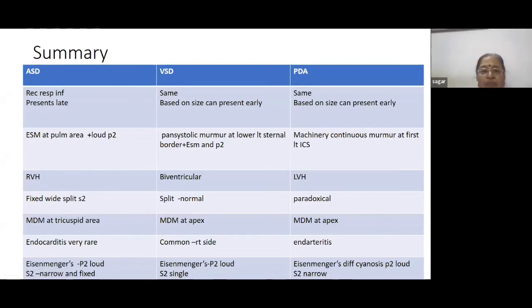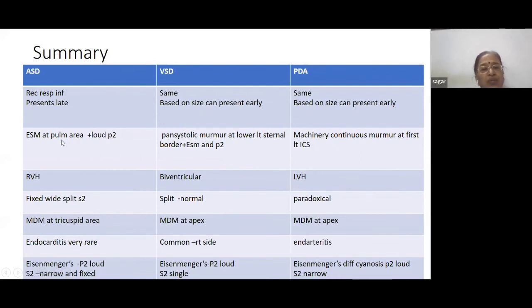So I'm going to summarize with this one last slide. Let's look at ASD, VSD, and a PDA. Recurrent respiratory infections are present in all three. ASD presents late, in the fourth and fifth decade, even later on in life. Based on size, VSD and PDA can present early.